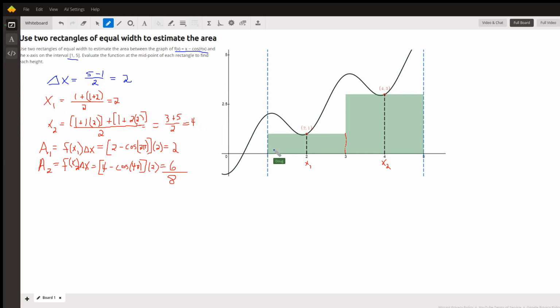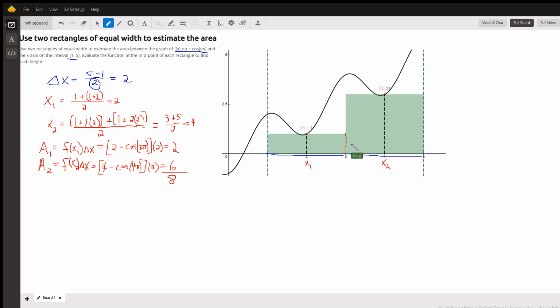So delta x is the length of the interval divided by the number of rectangles, which is 2. So 5 minus 1 is 4. 4 divided by 2 is 2. And that indeed is the width of the first rectangle. And 5 minus 3, this distance is also 2.